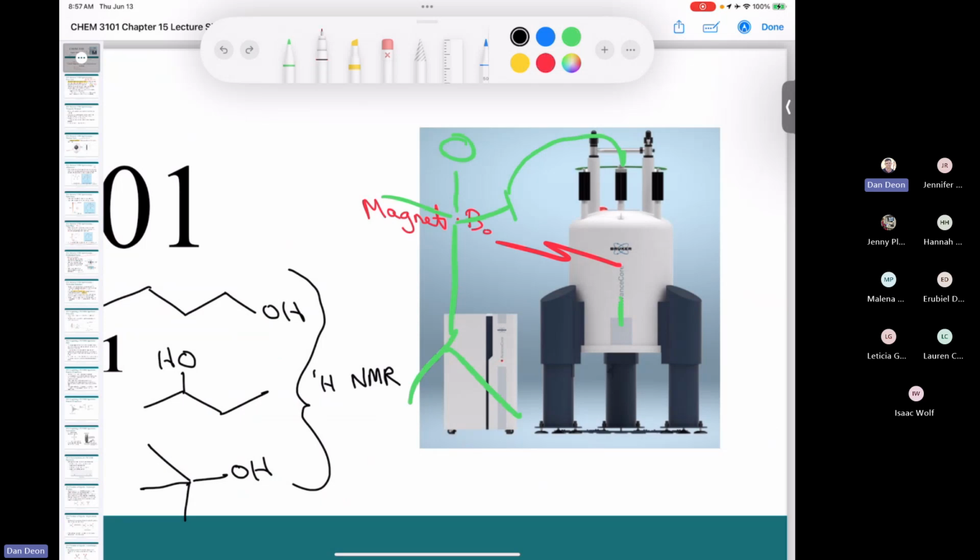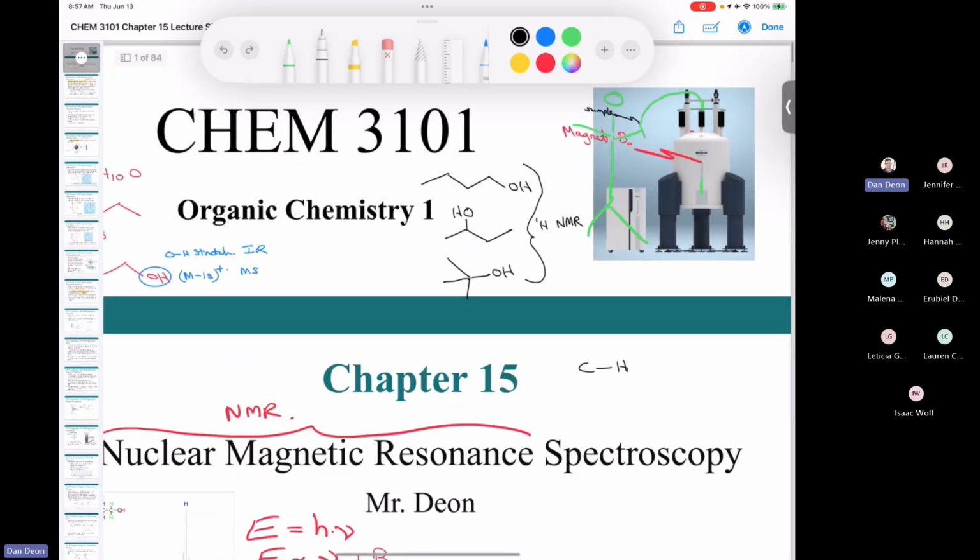So this is your NMR sample, in this little tiny tube, and then you put it inside the magnet, okay? Well, I already had it labeled magnet. So you put it inside the spectrometer or the magnet, and then you run your NMR spectrum.